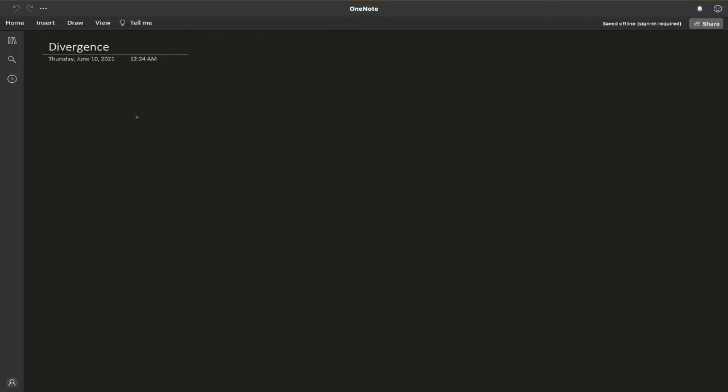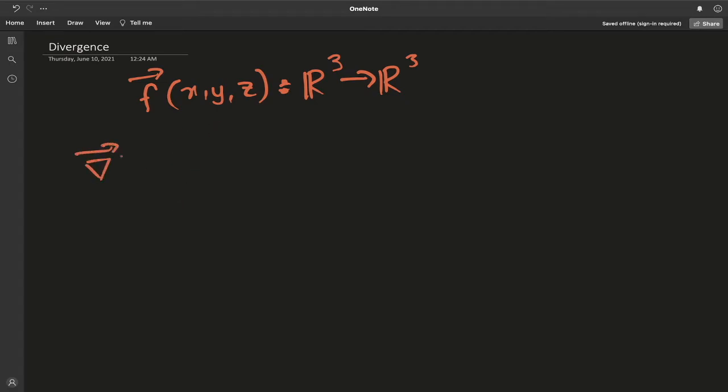Okay, so we're done with our discussion of gradients. Let's look at something else. Now assume you have a vector field of x, y, and z that takes points in R3 and gives you a vector in R3. Since we have the del operator and this is a vector field, we can take the gradient, I mean, we can, but it won't be trivial. It will be a tensor. We're not talking about that.